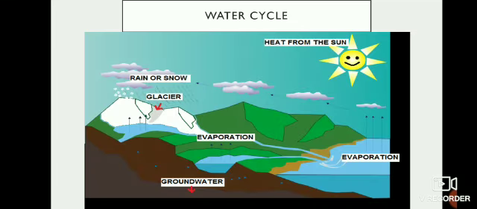Next we are having here the water cycle. In this water cycle, we are having different stages. First, evaporation, condensation, precipitation, and after that runoff water, surface water, underground water. And so we see these stages of water cycle in our next session.